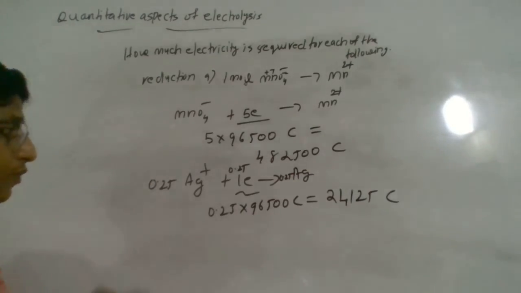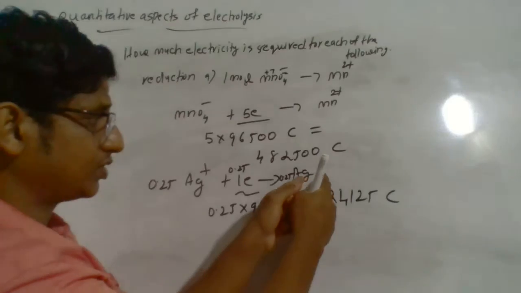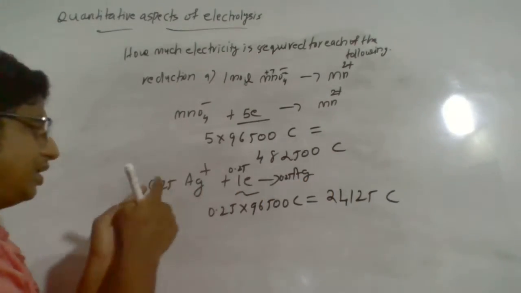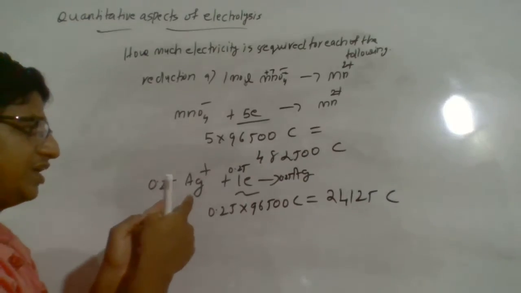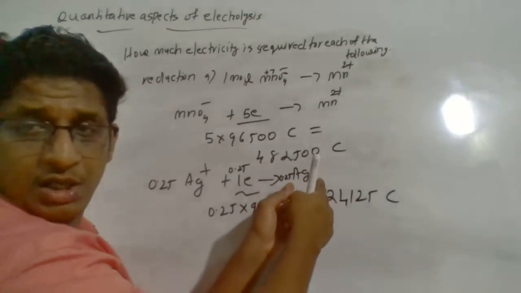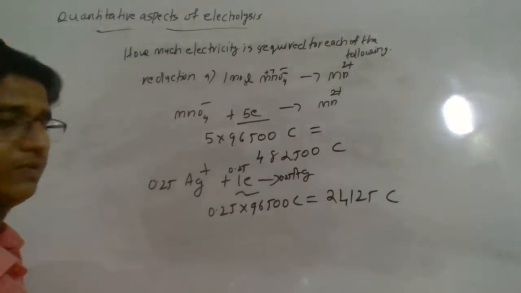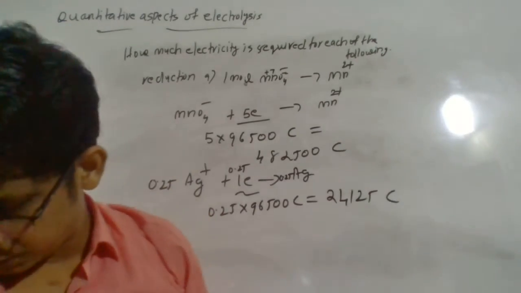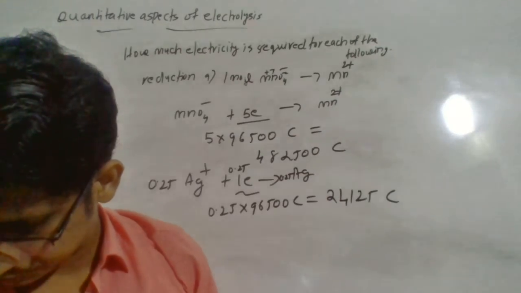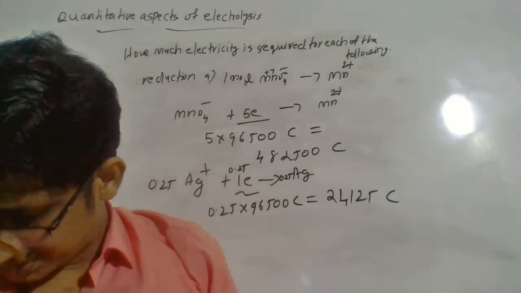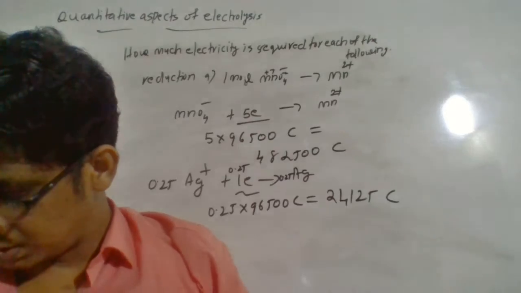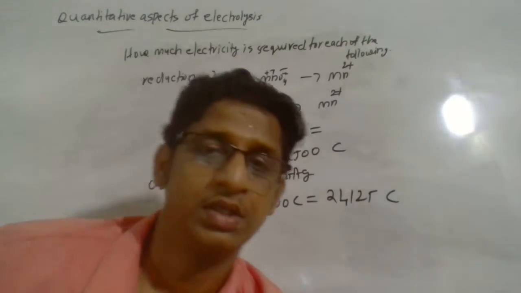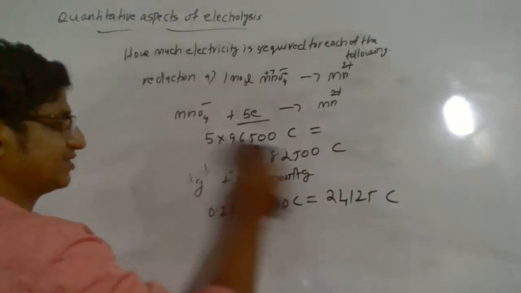Okay. If 1 mole of Ag+ ion is reduced to 1 mole of Ag, 1 mole of electron is required. Similarly, for 0.25 mole of Ag+ to get 0.25 mole of Ag, 0.25 Faraday electricity is required. Okay, that's the way you can calculate it. Similarly, such problems are there. Now you have to practice more questions. Okay, let us move to the next session.